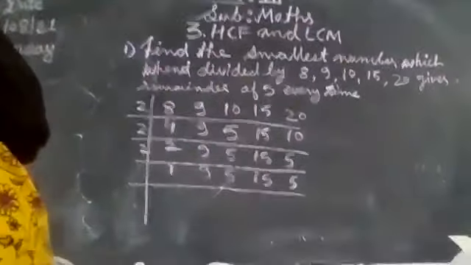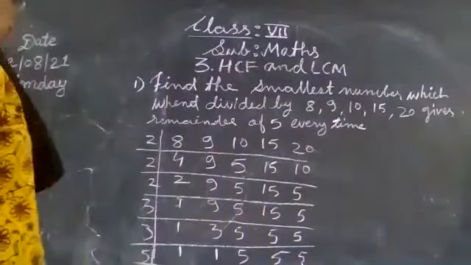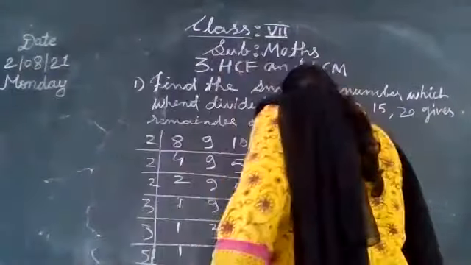3 3s are 9, write down 5 as it is. 3 5s are 15 and 5. Then 3 1s are 3, 5, 5. Write down 5 as it is. Now the next prime number is 5. So you will get all remainder 1. So LCM is 2 times 2, 2 times 3, 3 times 5. So what is the answer of this?